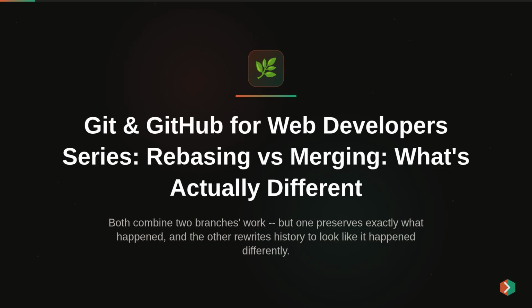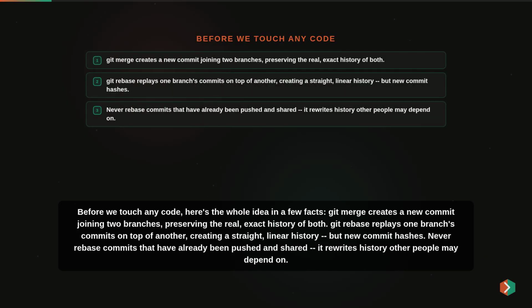Both combine branches, but one preserves exactly what happened, and the other rewrites history to look like it happened differently. Before we touch any code, here's the whole idea in a few facts.